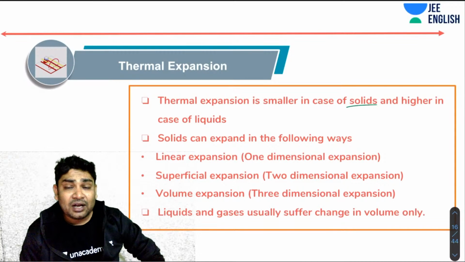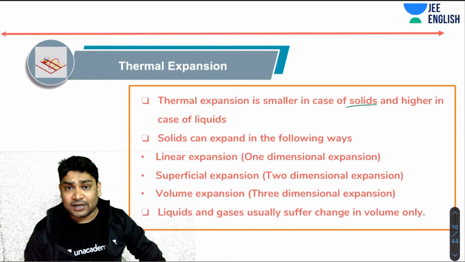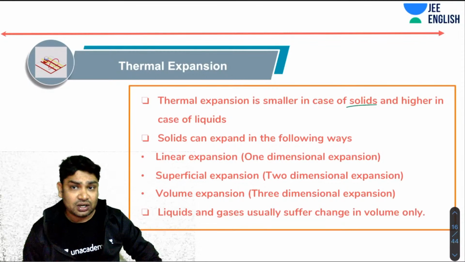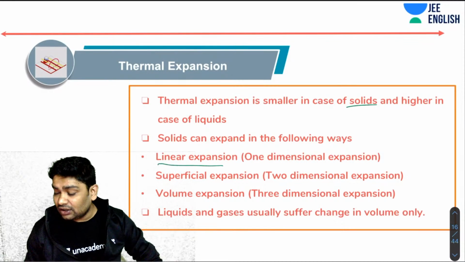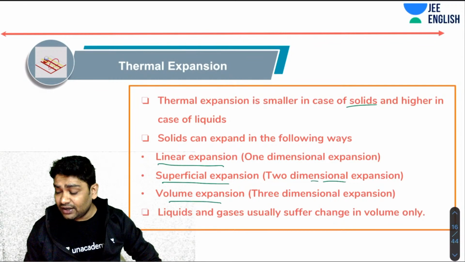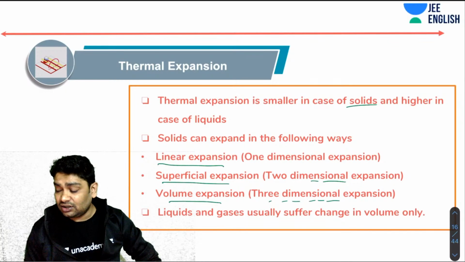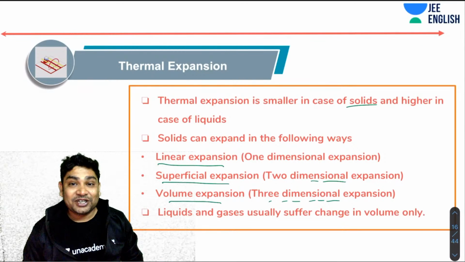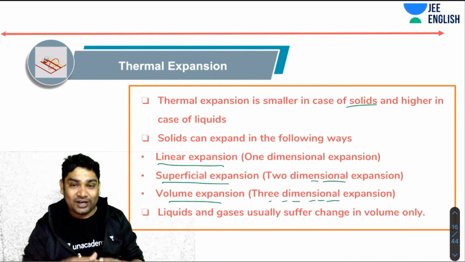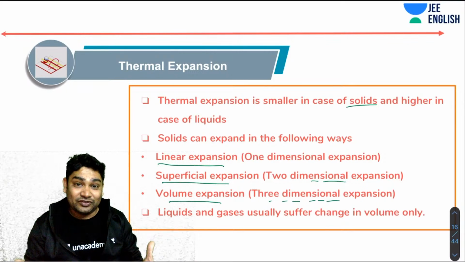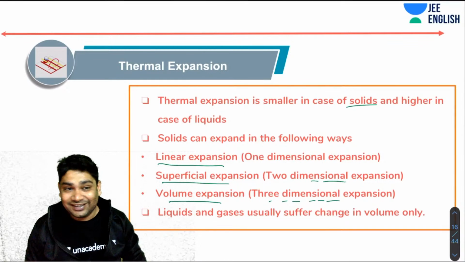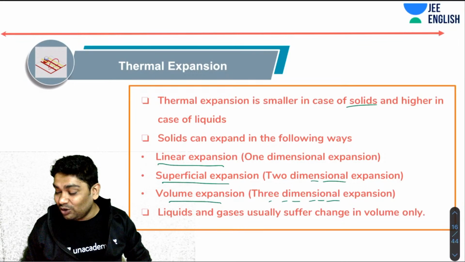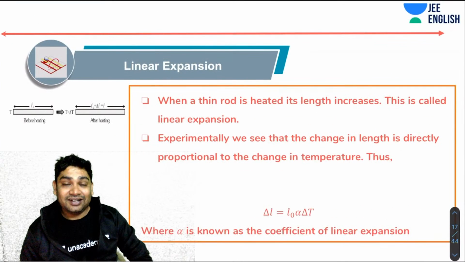Okay. Now solids can expand. When we talk about expansion of solids, we talk about three kinds of expansions. One is linear expansion. Now there is superficial expansion, which is 2D expansion. And the third one is the volumetric expansion or the 3D expansion. Now liquids and gases usually suffer change in volume only because obviously liquids and gases do not have shapes. So you cannot have change in areas of them. You cannot have change in lengths of them, right? So you only talk about the change in volume of liquids and gases.